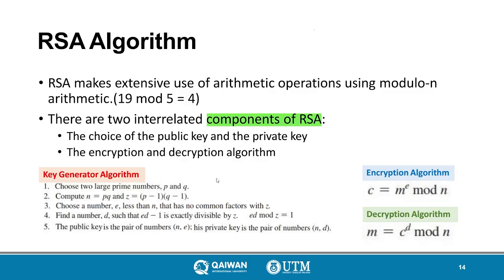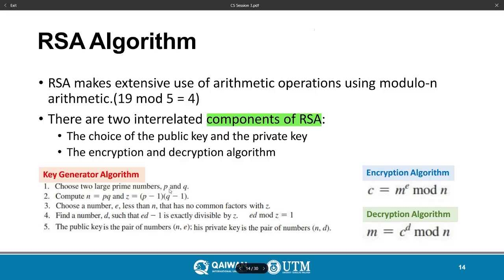Now, let's say we have 5 and 7, or 7 and 9, it is totally up to you. Now we will compute n, where n is p multiplied by q. P would be 5, q would be 7, let's say. And z would be (p minus 1) times (q minus 1), or 5 minus 1 and 7 minus 1. Now choose a number e less than n.